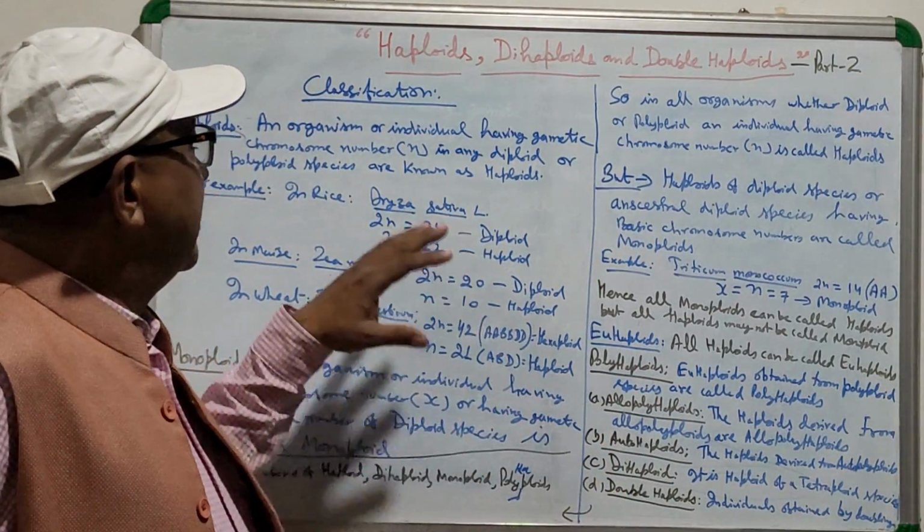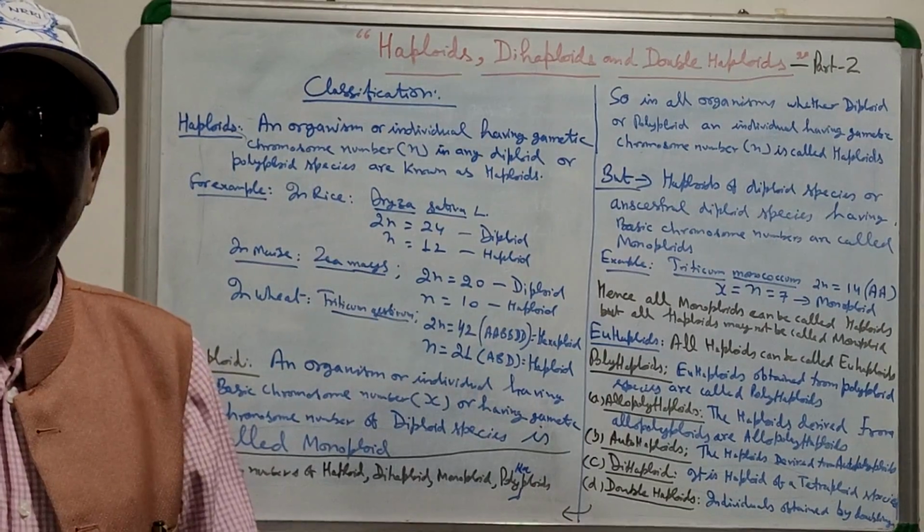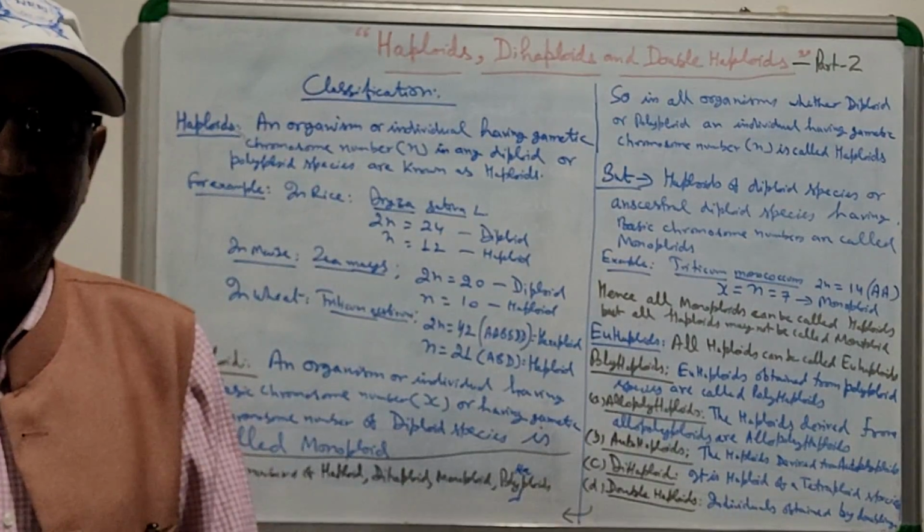So this is all about the classification of haploid, dihaploid and double haploids. I'll be coming in the next video about the uses of these.